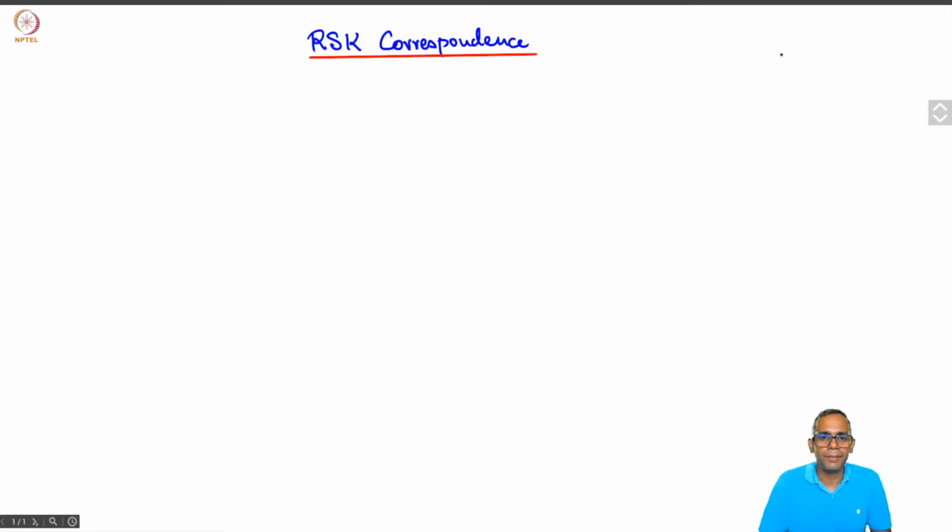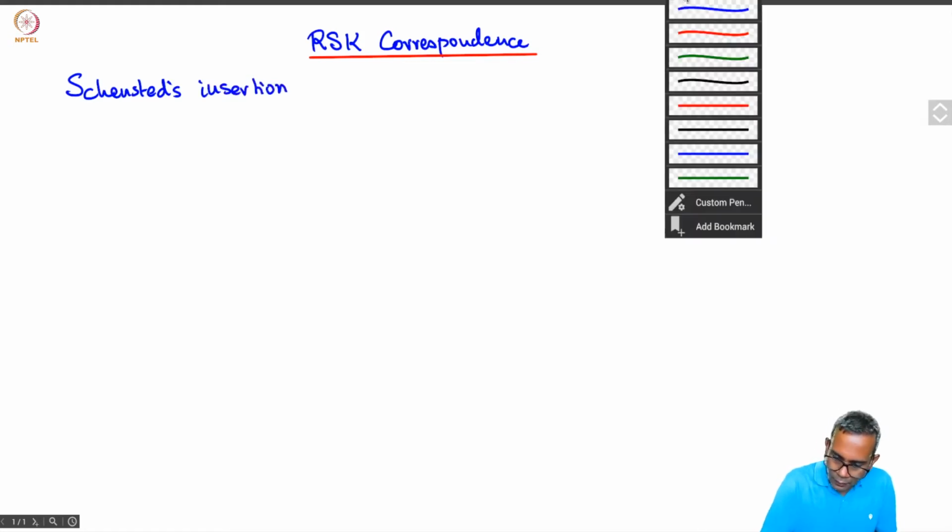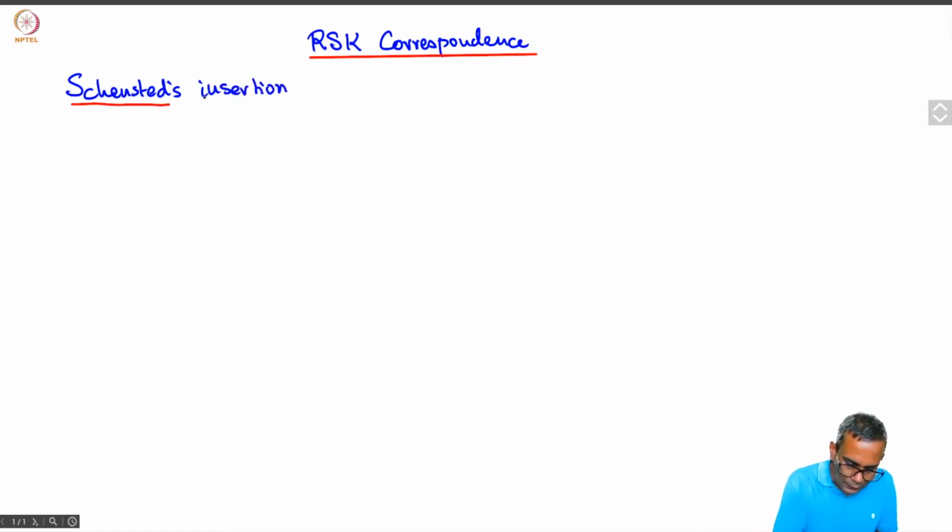In this lecture, I'm going to tell you about the RSK correspondence. The first and main ingredient in the RSK correspondence is Schensted's insertion algorithm. What this does is it takes a semi-standard Young tableau P and inserts a number A into it.